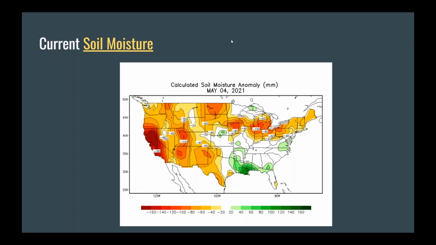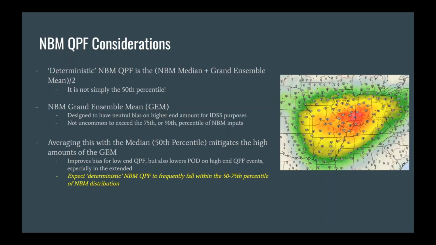Now we're going to move on and talk a little bit about the NBM. I just wanted to acknowledge that you're not just going to be looking at this output, but you're also going to be considering antecedent conditions when you're looking at heavy rain events. We wanted to talk about the NBM QPF. There were a lot of comments this last fall and over the winter about how high the NBM QPF was relative, for example, to the 50th percentile or the median of the NBM output. That's because it was using what's called the grand ensemble mean.